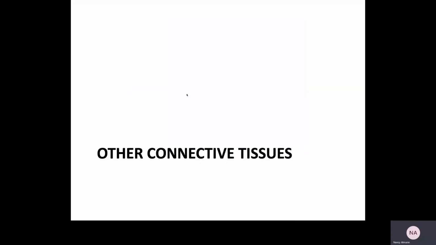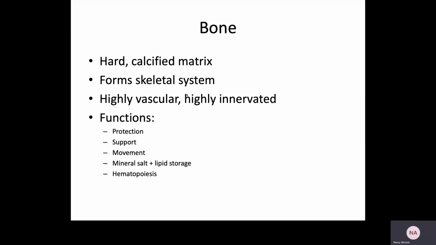pubic bones. Now, we have 2 other connective tissues that you need to know. One is going to be bone, and this is one of the ones that you pray for on a test, because once you've seen it, it's like, oh yeah, that's bone.